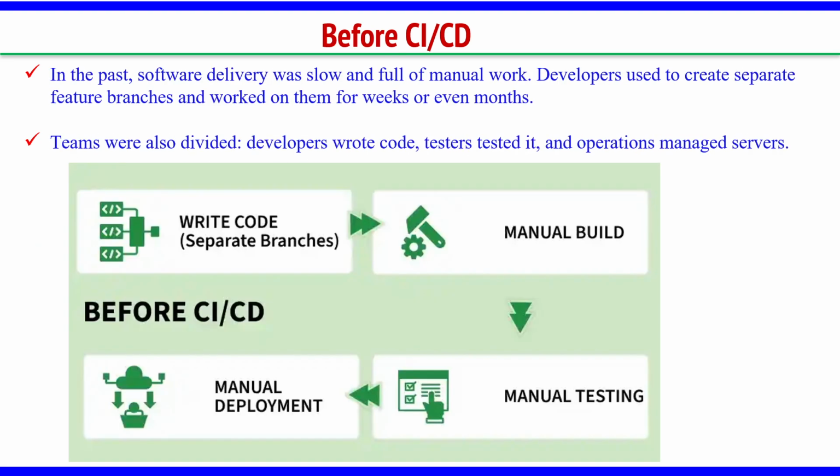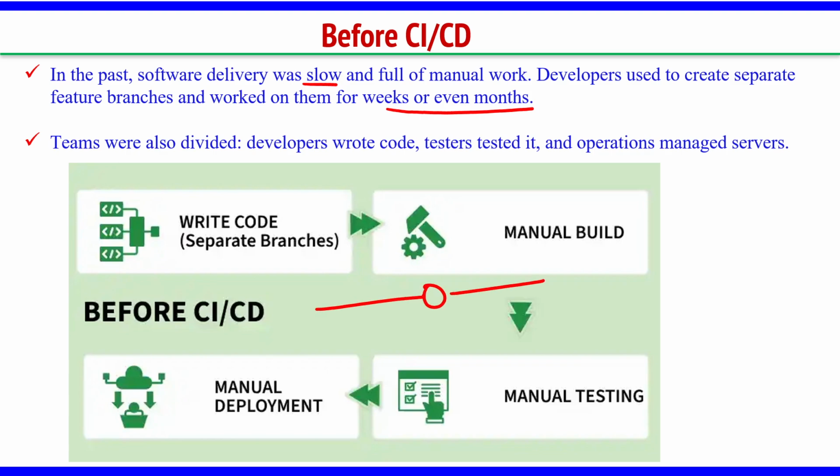So before CI/CD, let's understand if CI/CD was not there, how we were working before CI/CD. See, in the past software delivery was slow and full of manual work. What kind of manual work? Developers used to create separate feature branches and work on them for weeks or even months. I think now you understand.